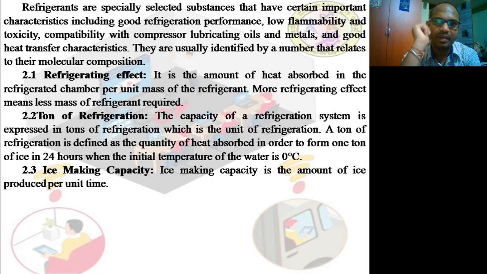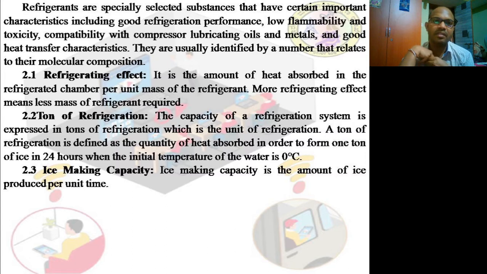Refrigerant effect can be defined, a few terminologies here. The refrigerant effect is the amount of heat absorbed in the refrigerated chamber per unit mass of the refrigerant. More refrigerating effect means less mass of refrigerant is required. The ton of refrigeration is defined as the capacity of a refrigeration system, expressed in tons of refrigeration, which is the unit of refrigeration.